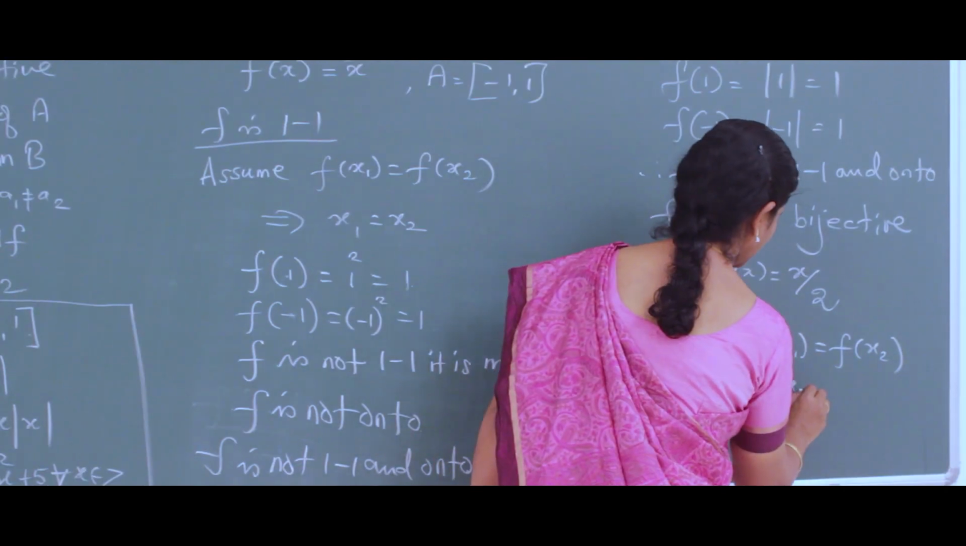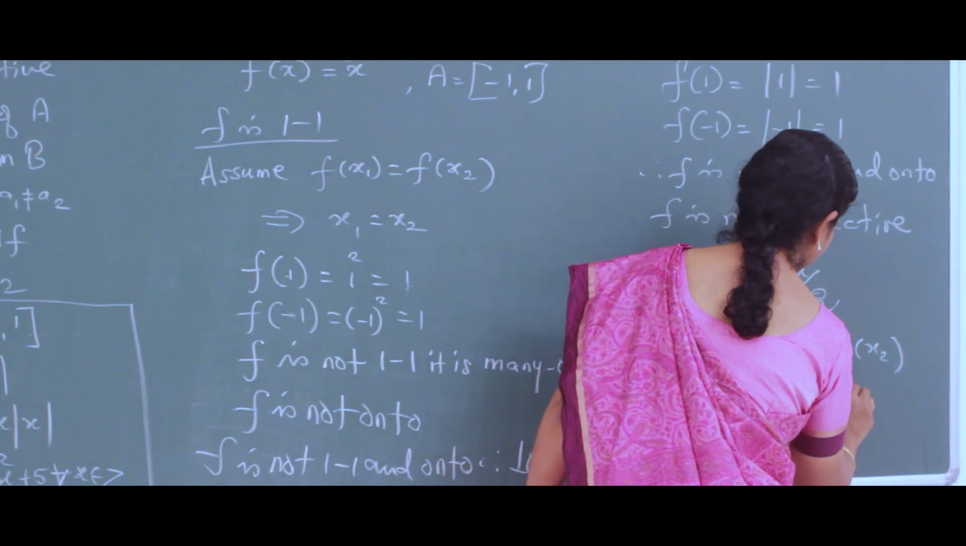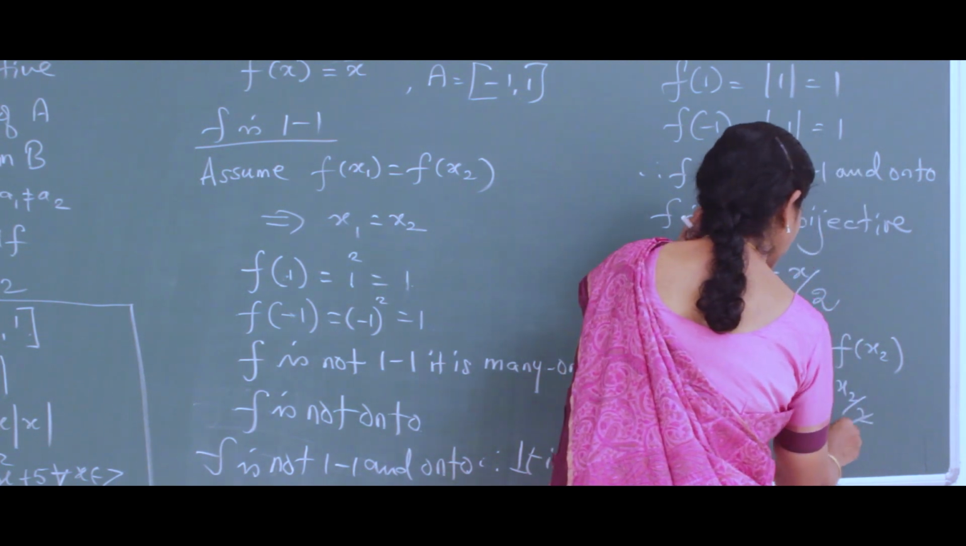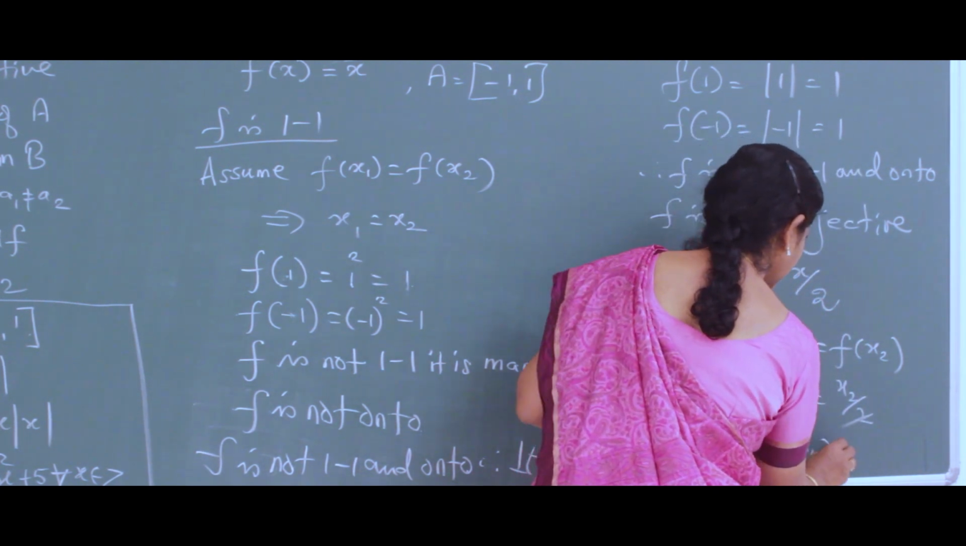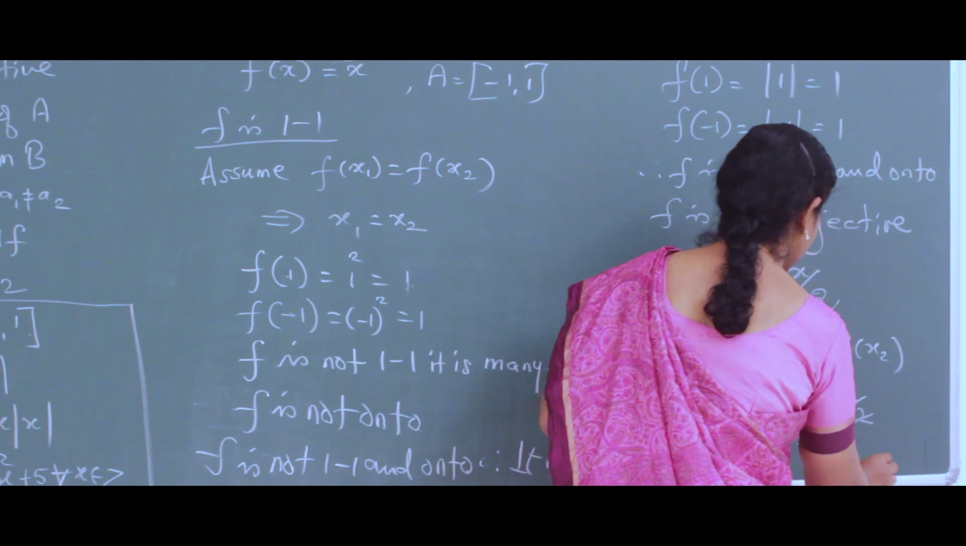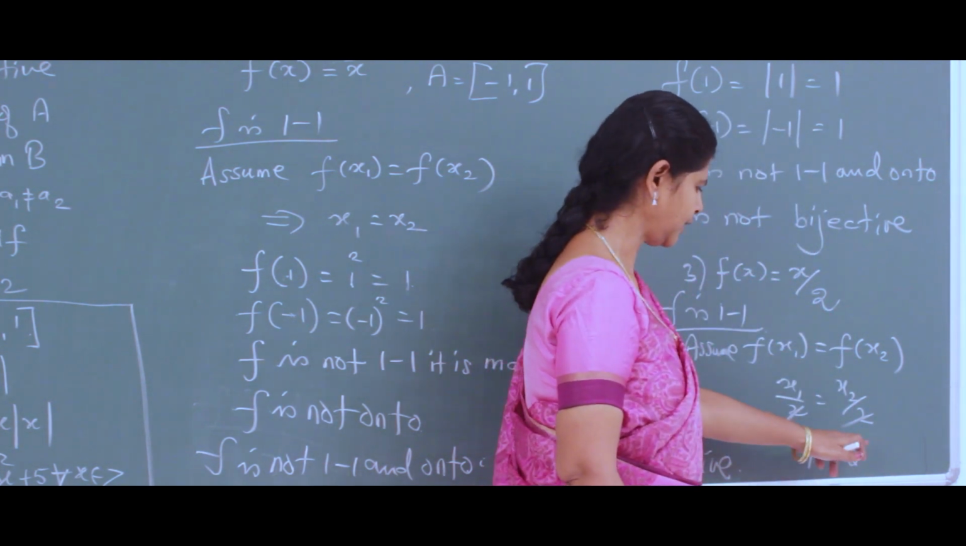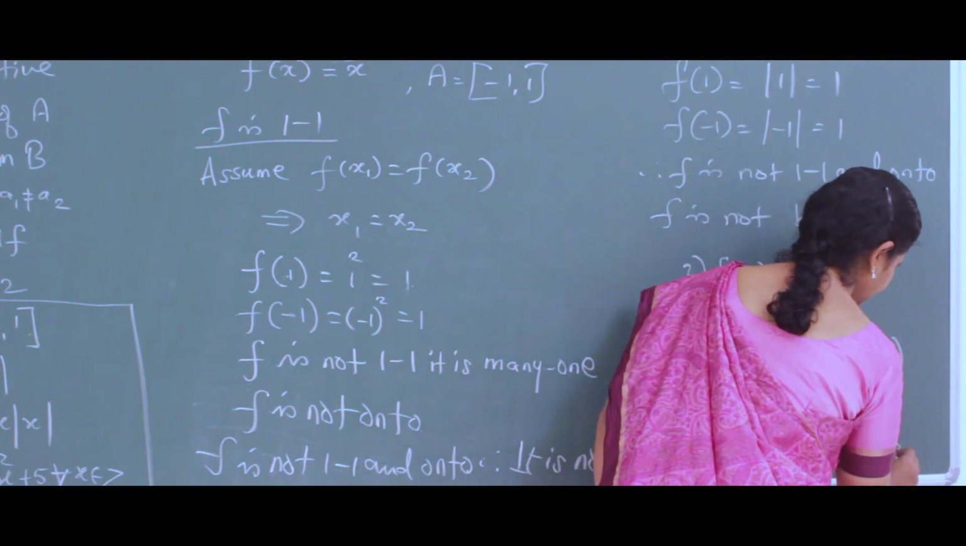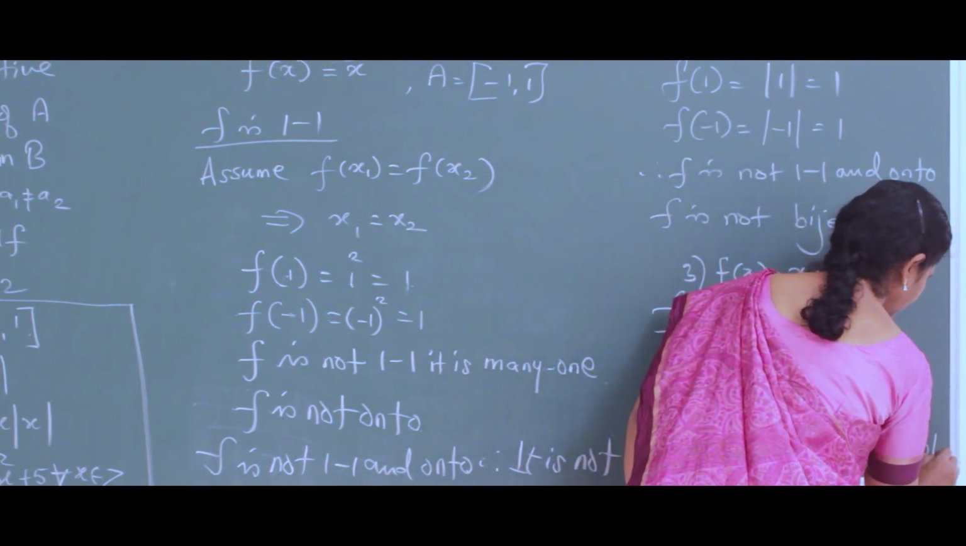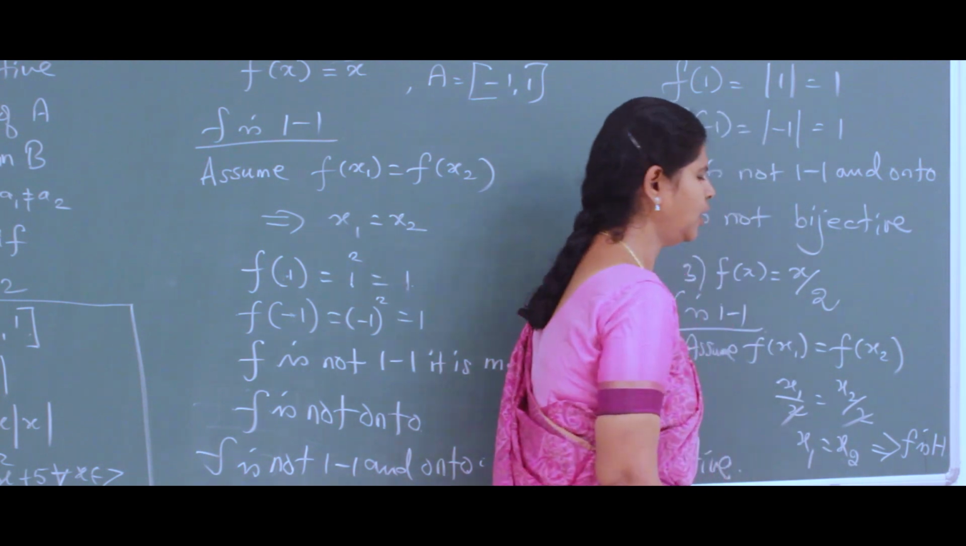So you get x1 by 2 equal to x2 by 2. So the 2 gets cancelled, x1 equal to x2. So f of x1 equal to f of x2 implies x1 equal to x2. That implies f is 1 to 1. Next you have to prove onto.